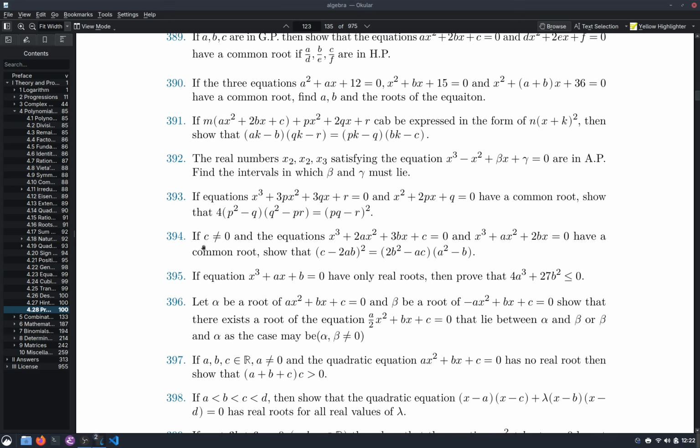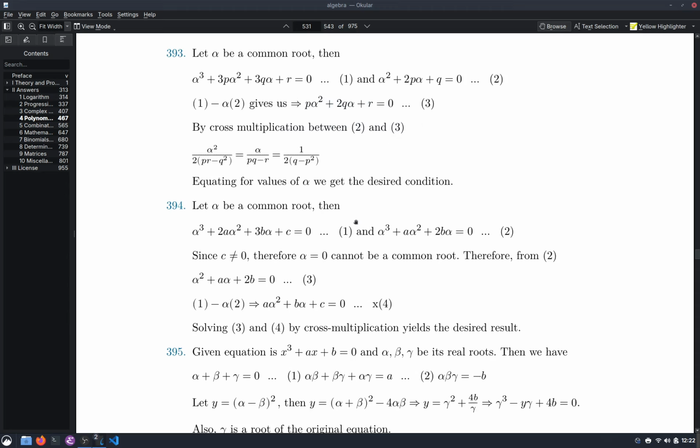Now question 394 says that if c is not equal to 0 and the equations x cube plus 2ax square plus 3bx plus c is equal to 0 and x cube plus ax square plus 2bx is equal to 0 have a common root, show that c minus 2ab whole square is equal to 2b square minus ac into a square minus b. So we let alpha be a common root and we substitute in the given equations.